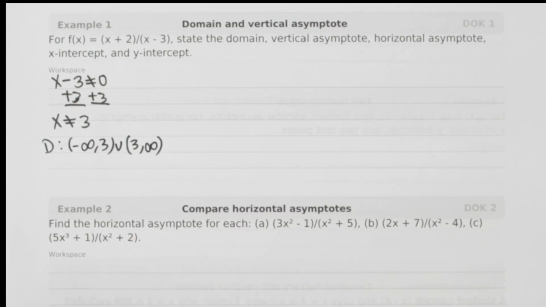Okay, since x equal to 3 makes the denominator 0 and nothing cancels, x equals 3 is a vertical asymptote.